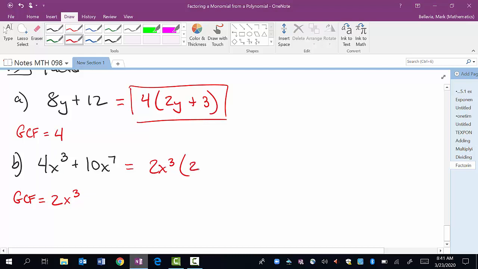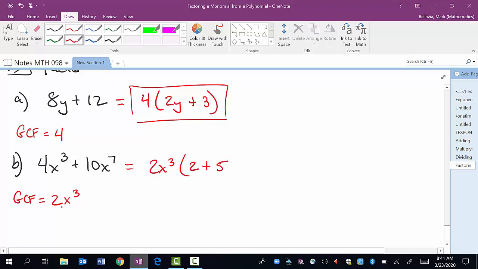4 divided by 2 gives me 2. X to the third, taking out an x to the third, cancels to a 1. So it's just 2 times 1, which we just write as 2, right? Plus 10x to the 7th, factoring out 2x to the third. Remember, you're dividing it out. 10 divided by 2 gives me 5.